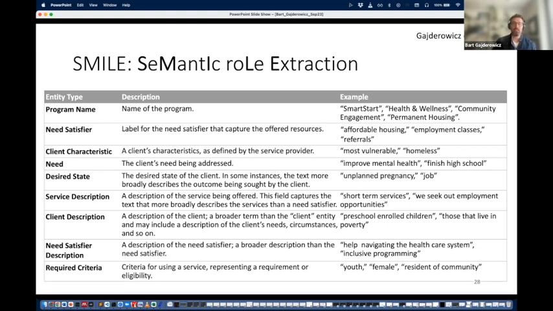We also want to identify different client characteristics. So we want to identify when a client is being described, what their needs are, what their desired state is. We want to find service and client descriptions that are more general than, let's say, a client characteristic. So it's not specifically identifying characteristics of the client or the service, but it's more of a general description that may help us later on to understand what the service or the client is. Same for need satisfiers. And finally, we want to know what the requirement criteria is. And once we have all these different components, we can actually generate a set of plans by connecting different services together and generate a plan for a particular client based on their characteristics and their needs.